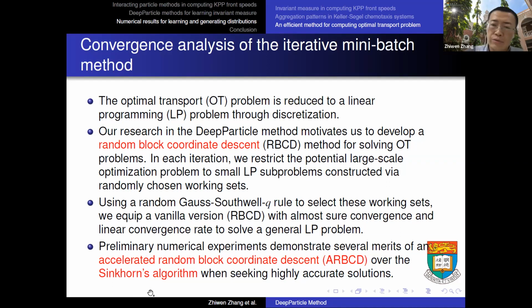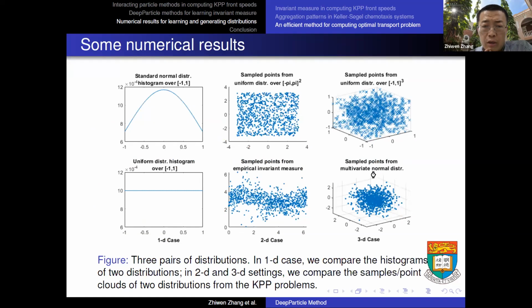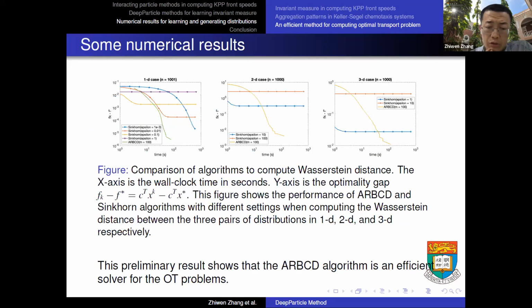So here, I don't say this method is better than Sinkhorn. I don't say this. I just want to say this random block coordinate method provides an alternative, efficient solver for the OT problem.